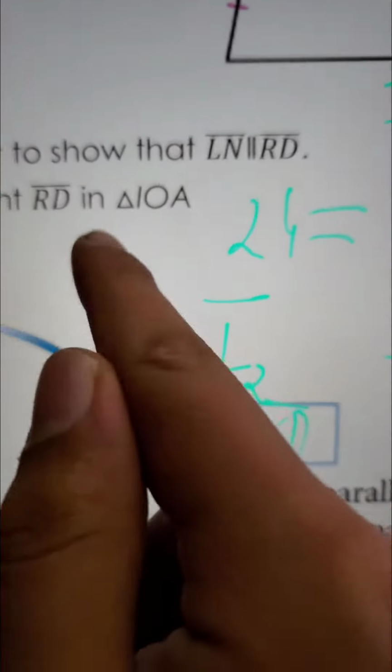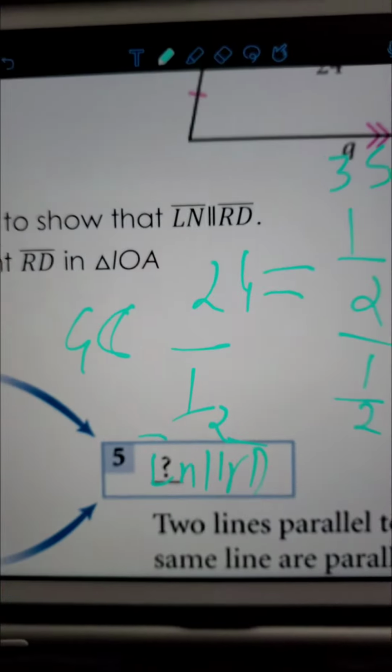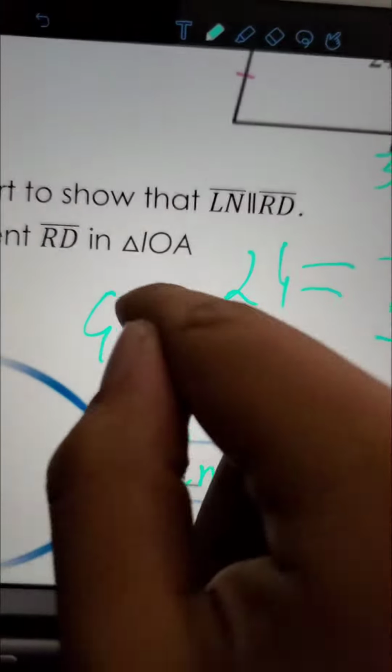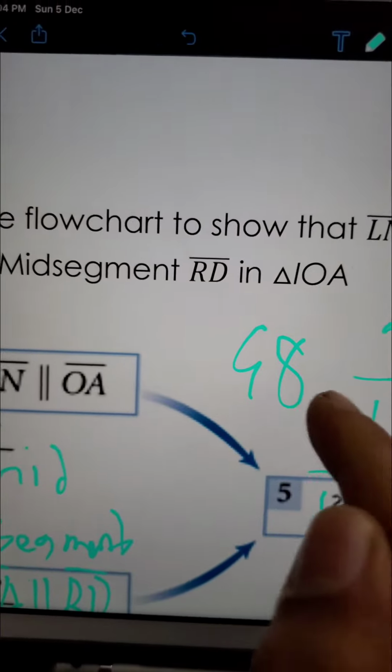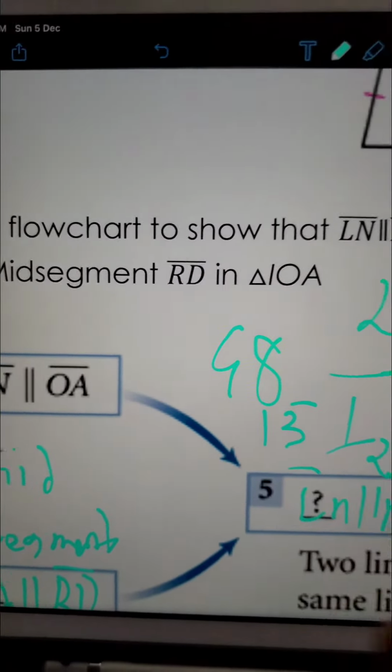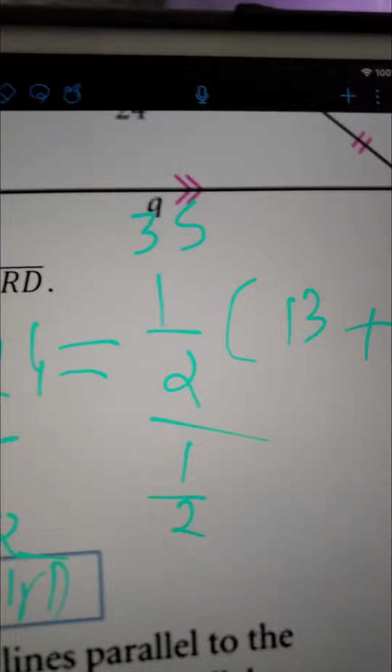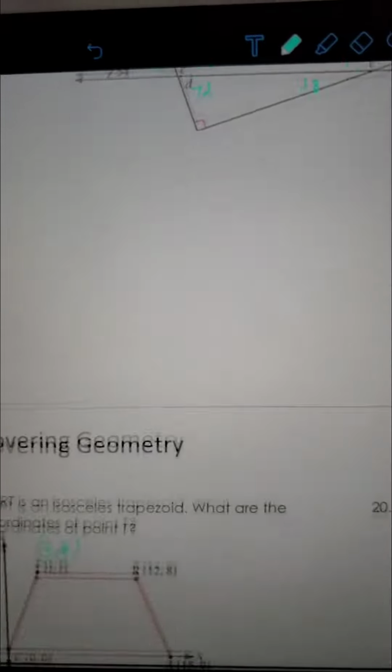And it's 48. Well, 48 is 13 plus b, so you subtract 13 and that's 35. And one more problem is this one right here.